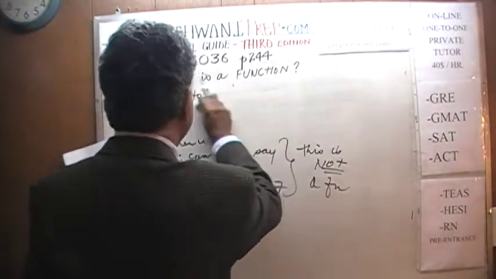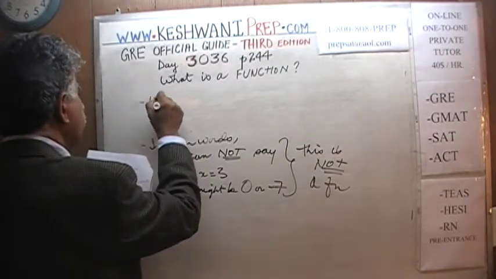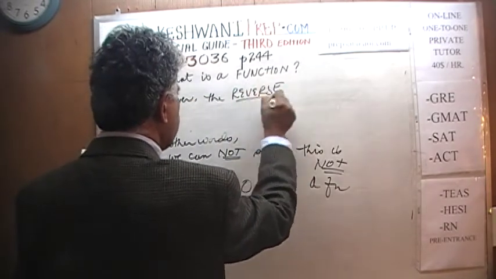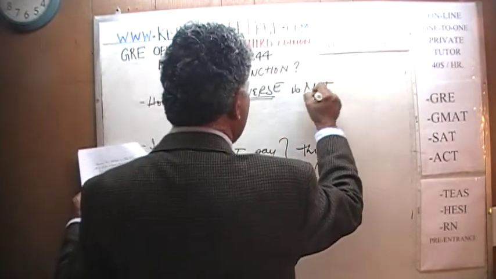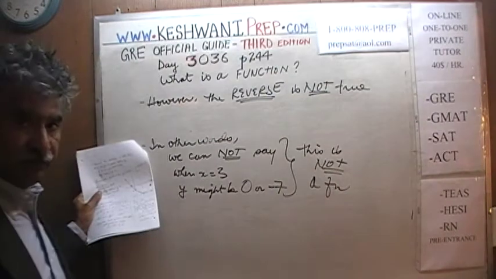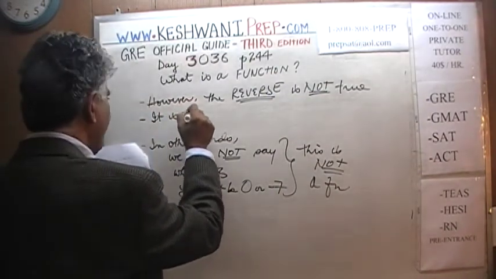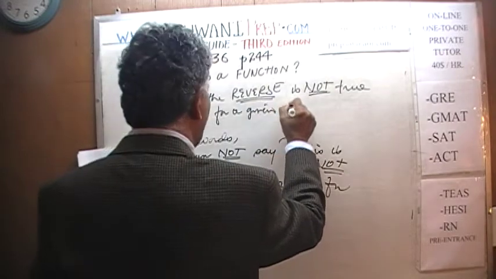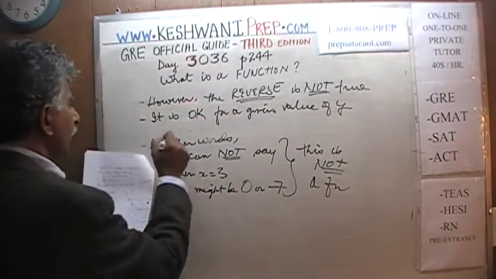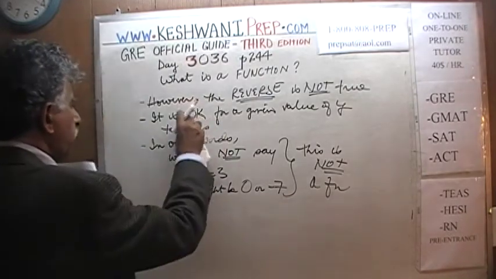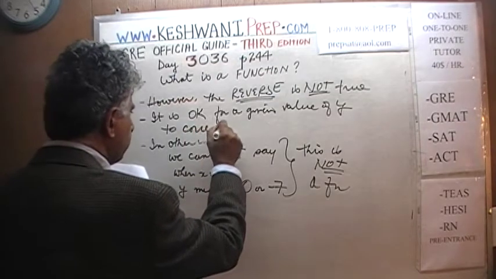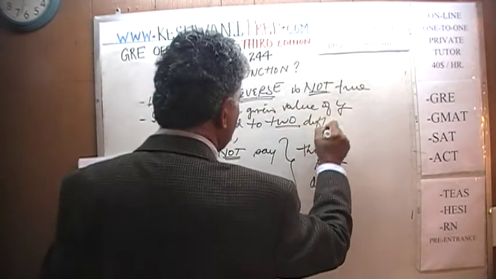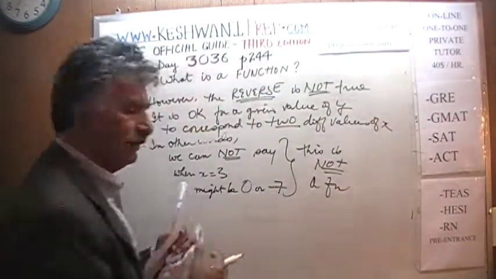However, the reverse is not true. In other words, it is quite all right for a given value of y to correspond to two different values of x. That is quite all right, and that is a function.